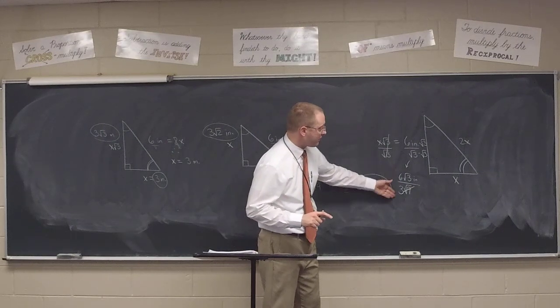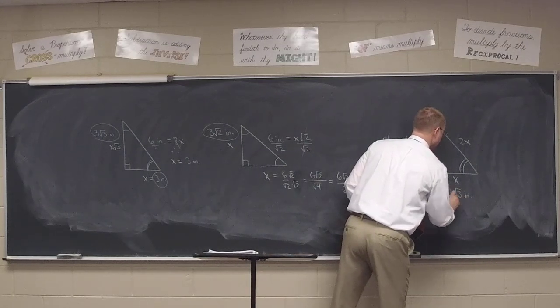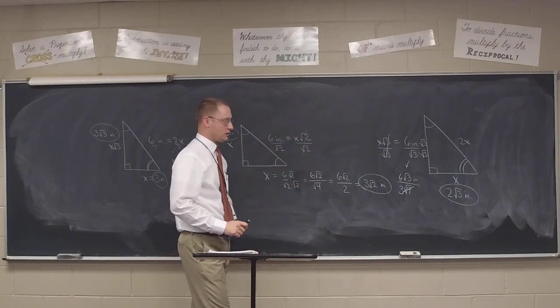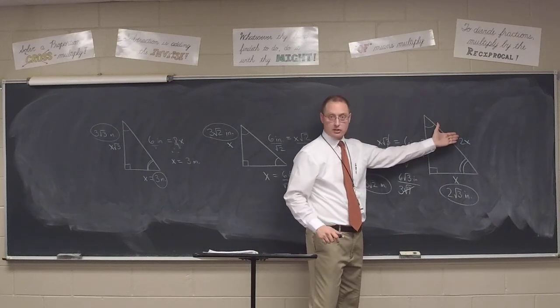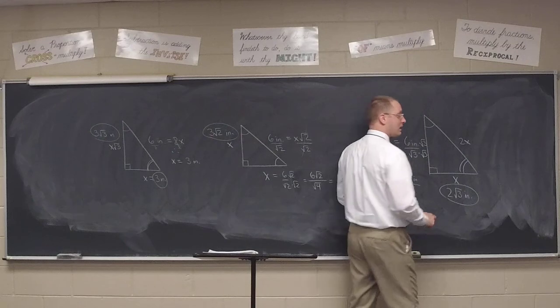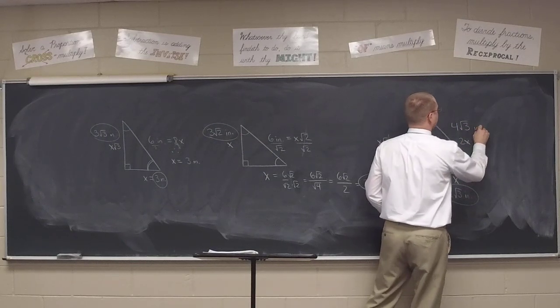I can reduce. 6 divided by 3 is? Yeah, 2. So I get 2 times the square root of 3 inches. Well, if that's x, how do I get 2x? Multiply that by 2. And 2 times the square root of 3 inches times 2 would be? Careful. Not 4 times the square root of 6. 4 times the square root of 3.